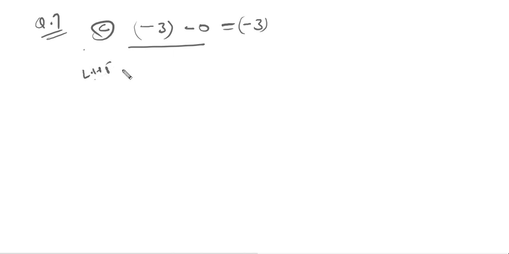I am considering one question here, that is question number C. Let us take this: -3 - 0 is equal to -3. So you can take LHS, left hand side. If the left hand side comes equal to the right hand side, then your answer will be true. Here you have to find true and false, right? If your left hand side will not come equal to the right hand side, then your answer will be false. Like this way you have to solve all of this.